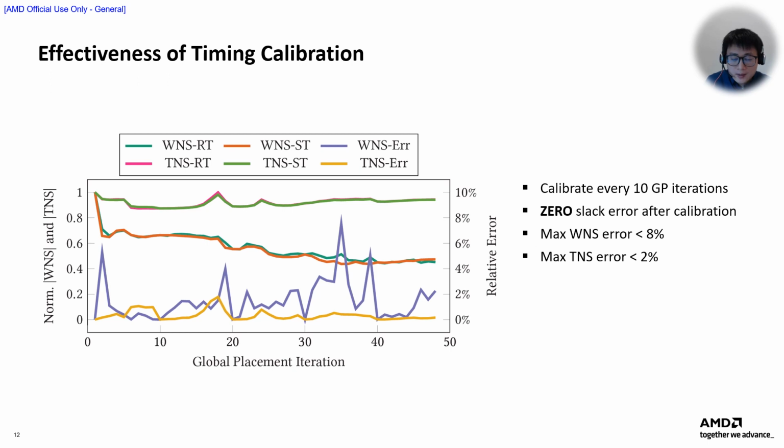This slide illustrates what timing calibration looks like during the convergence of GP. Here we call timing calibration every 10 GP iterations. So at iterations 0, 10, 20, 30, and 40, we have 0 slack errors. And between calibrations, we can see the maximum WS error is still bounded by 8%, and the TNS max error is bounded by 2%.